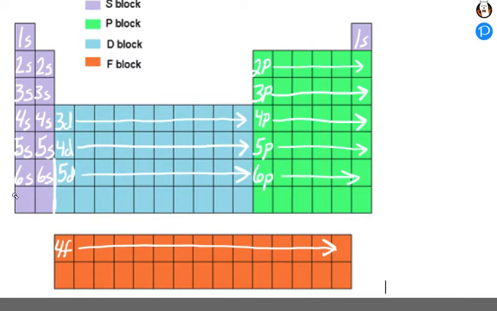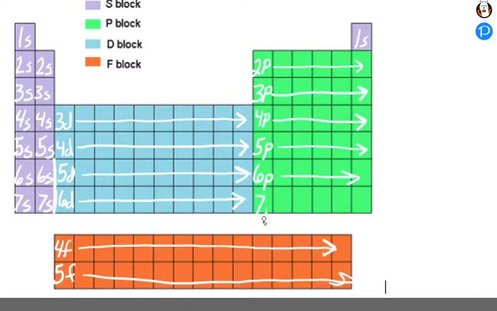Then we can jump down here. This would be 7s filling next, the 7s orbital. Then we'd have to come down here again, because this whole row should be in between the 7s and the 6d, would be right in here, this one. This would be the 5f. So the 5f would be filling first, then the 6d orbitals would be filling, and then the 7p orbitals. And so that's the progression of energy as you're filling in those electrons.